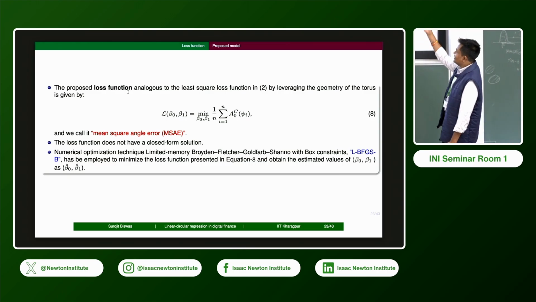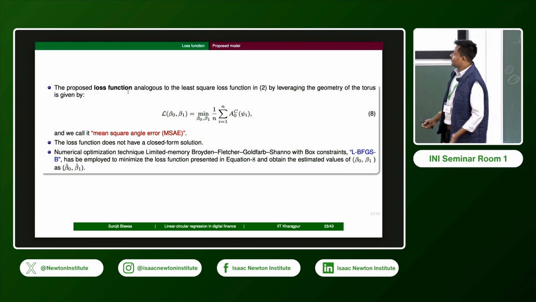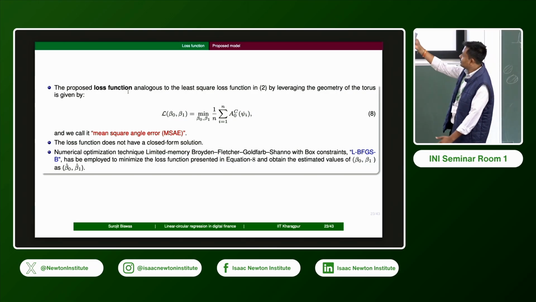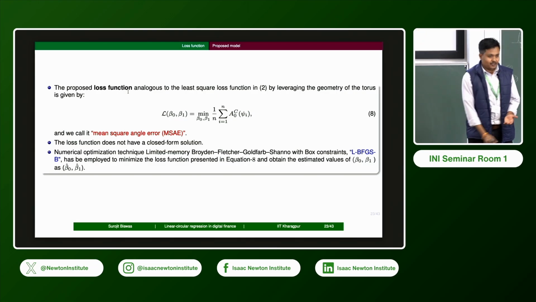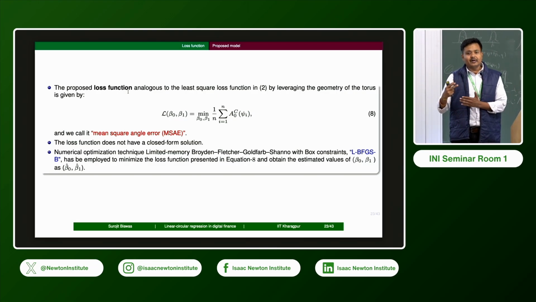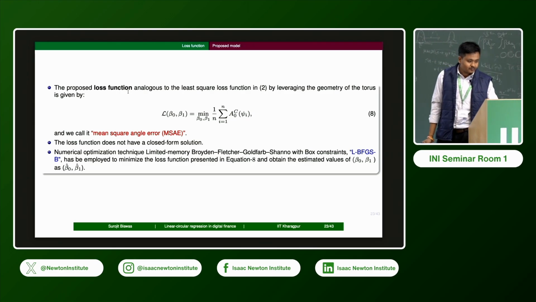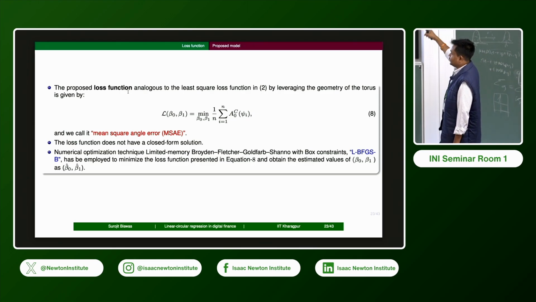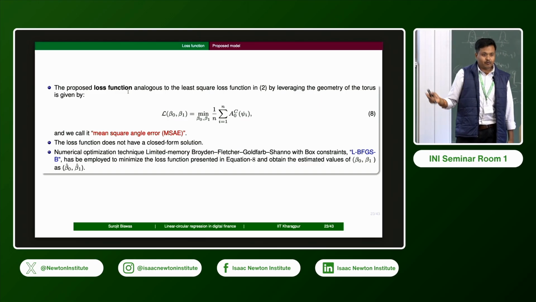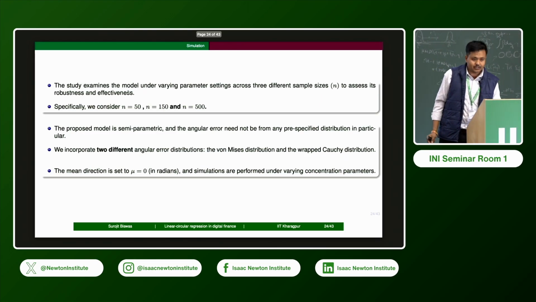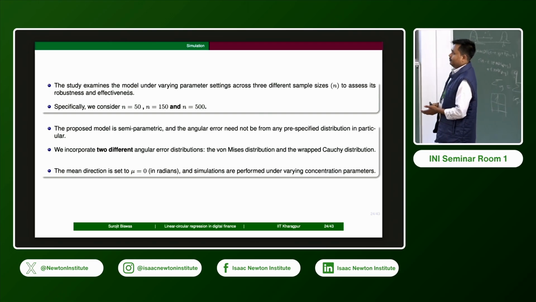So this is the loss function we have developed, and we call it mean square angle error. Because we want to minimize the error between two angles, we have used L-BFGS-B to get the estimated value of that. And if you see the simulation, you'll see it performs quite well.